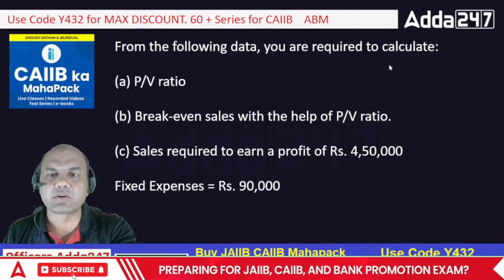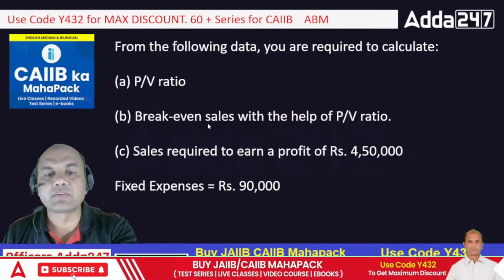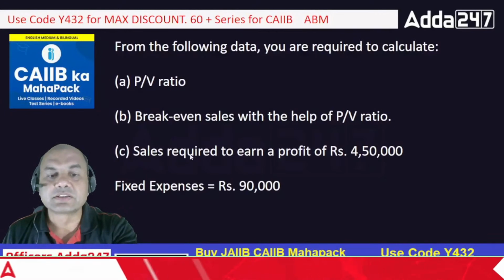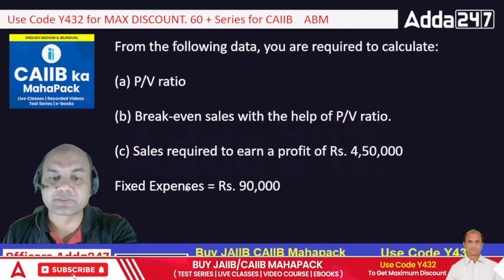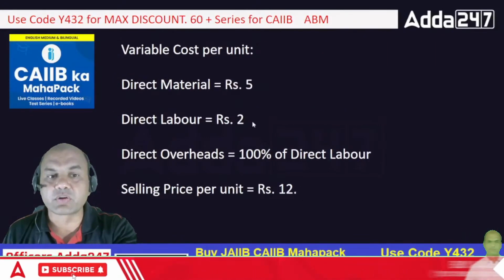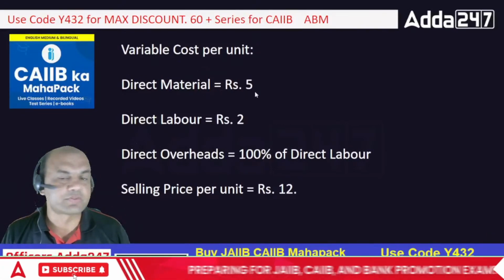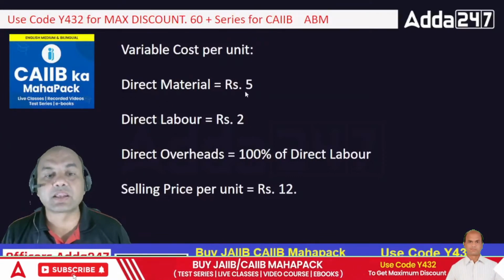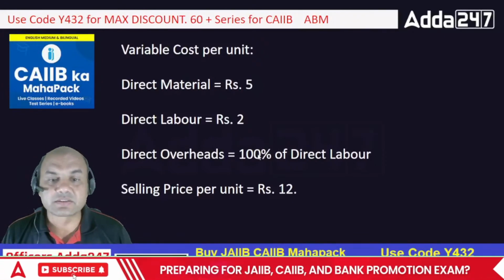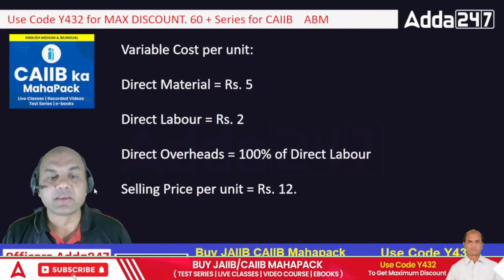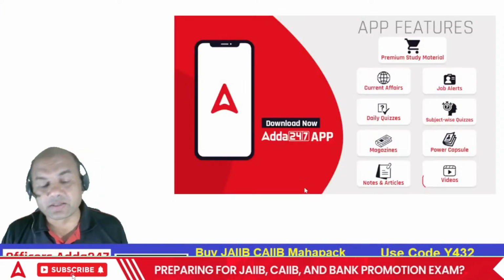From the following data, you are required to calculate the following: the PV ratio, break-even sales with the help of the PV ratio, and the sales required to earn a profit of 4,50,000. Fixed expenses are given as 90,000. Variable cost per unit is given: direct material is rupees 5, direct labor is rupees 2, and direct overheads are 100% of the direct labor. Selling price per unit is rupees 12. So you have to get the answer for this.